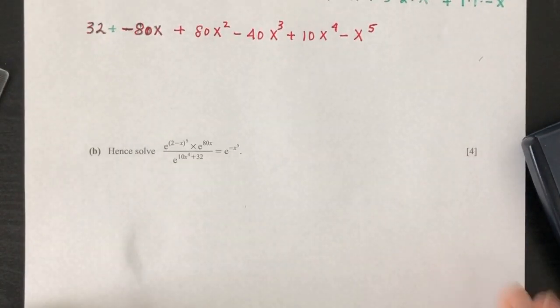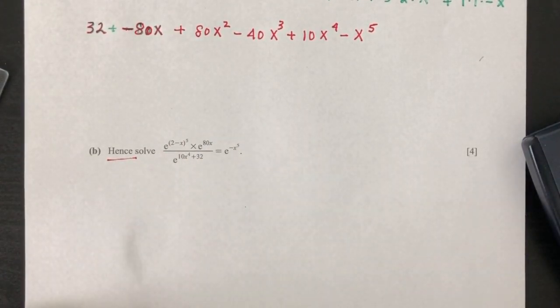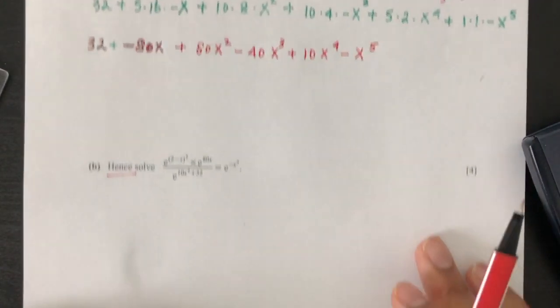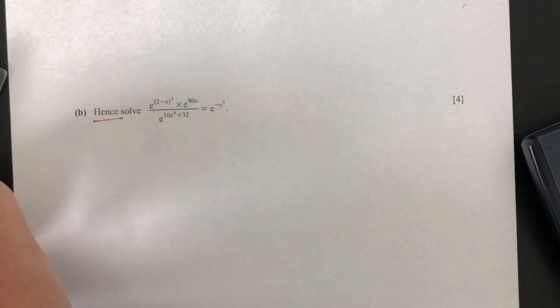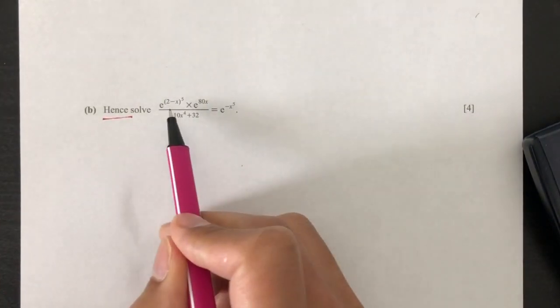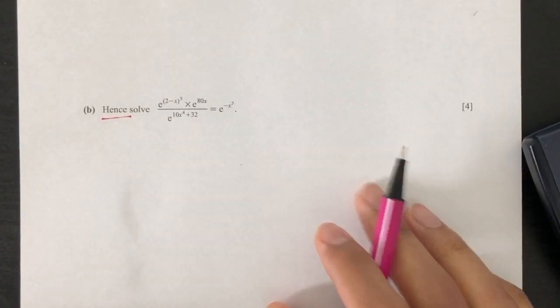Now move on to part B. It says, hence solve this equation. So whenever you see hence, you have to use your answer in part 1. So how would you solve this equation? Let's have a look to see what we have. Here we have the expansion of this above, so let's replace that. Let's see what we get.